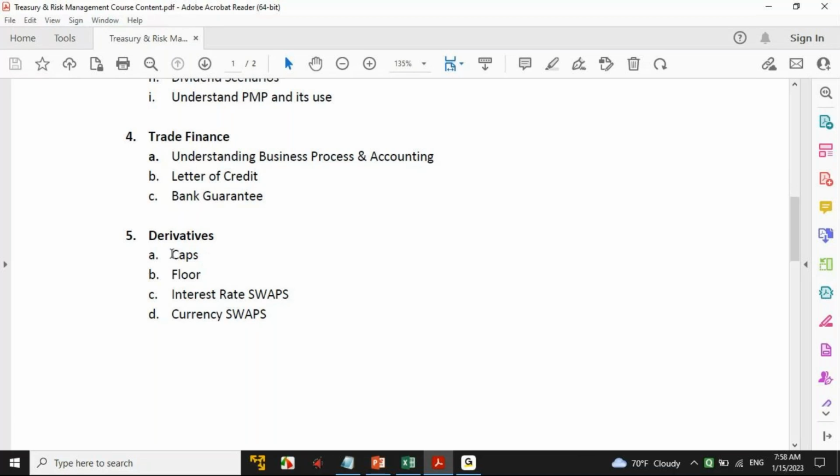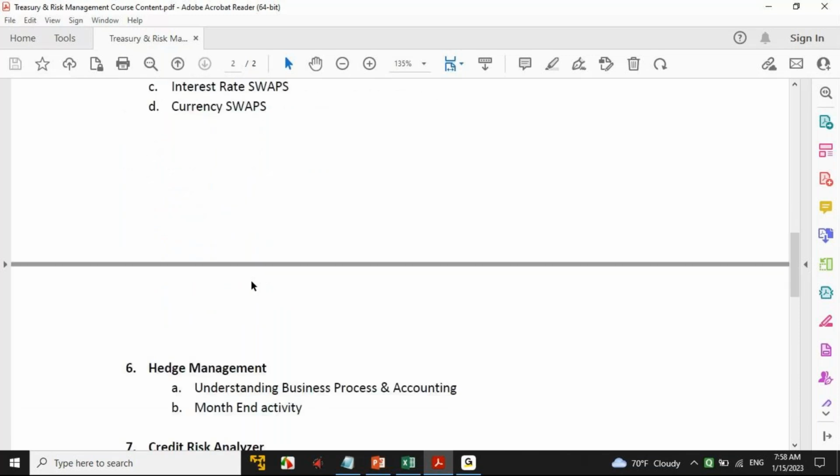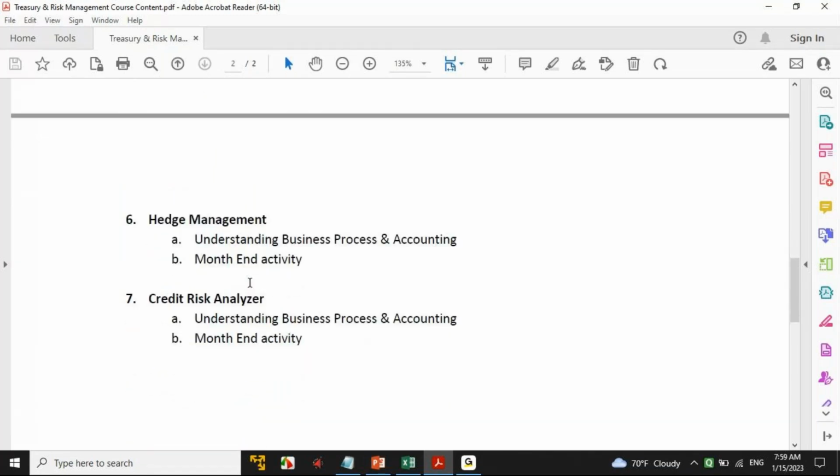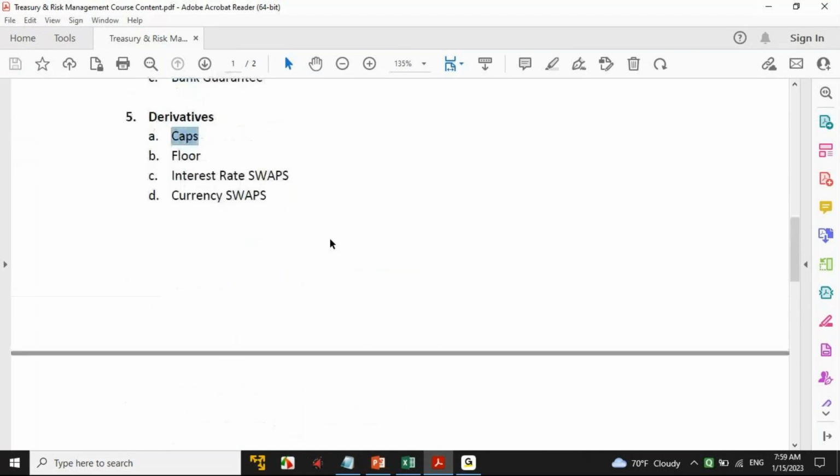Under the derivative process, what are caps, what are floors, and how to utilize caps and floors during your investment. For example, what are the scenarios where caps would be used and where floors would be used, interest rate swaps and how to use them, the business scenario of currency swaps, hedge management, credit and risk analyzers. So these are all my standard topics. We'll be discussing them in detail, right?